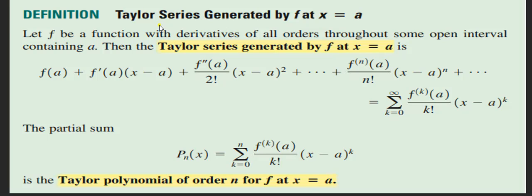In this video, we're going to talk about how to construct Taylor series when a function is given. Taylor series generated by f at x equals a. Now, in some books, instead of a, they use c. But in this book, they use a. Let f be a function with derivatives of all orders throughout some open interval containing a.